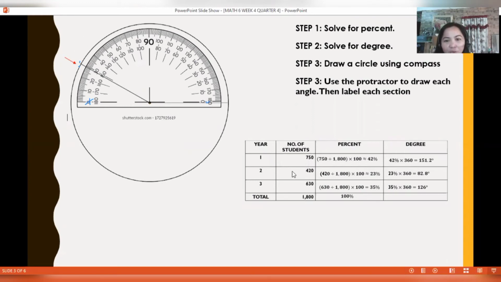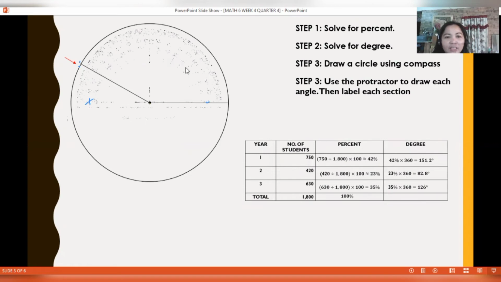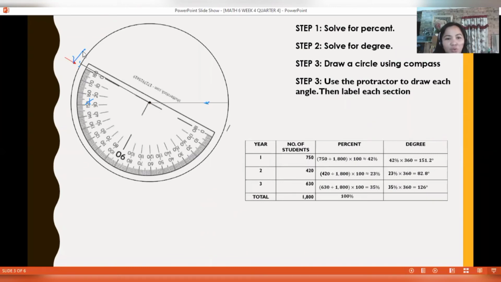Next, itong group na to, 82.8 degrees. So, tanggalin natin si protractor. Ito na yung una nating region or section ng year 1. Punta tayo sa susunod, which is the year 2, which is 82.8 degrees. Hindi na dito ang reference line. Ang reference line niya ay ito, ayun na yung bago. Iikot na natin yung protractor natin. Ang zero natin nakatapat na doon sa last nating line na ginawa. At ito pa rin yung gitna ng protractor, nakatapat pa rin siya sa center ng ating circle. So now, draw natin yung 82.8.